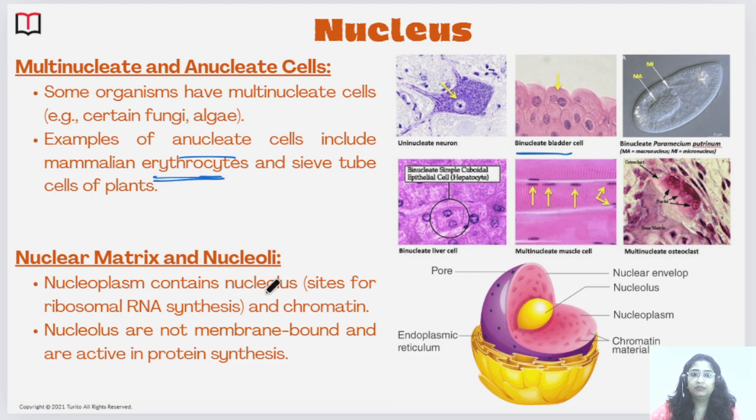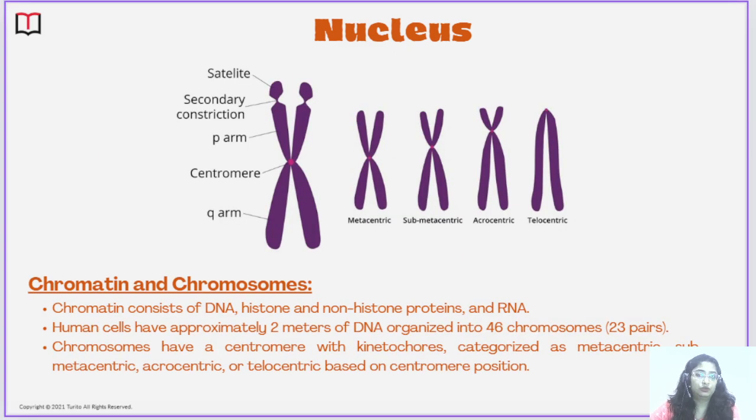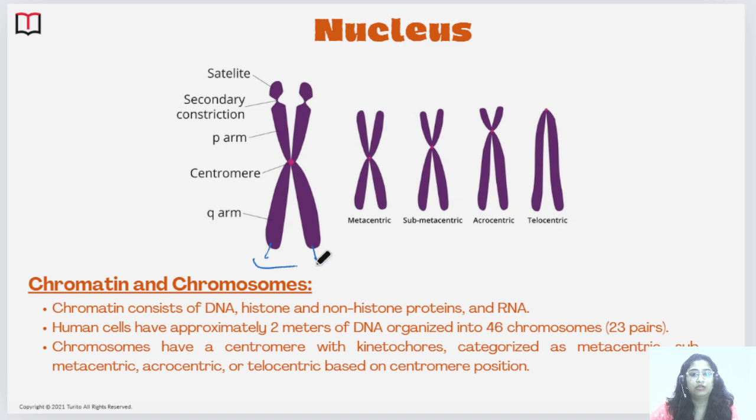Now, the nucleoplasm contains the nucleolus here, and nucleolus is synthesizing the rRNA basically. So they are synthesizing the ribosomes. Now, there are different types of chromosomes. See, this is the structure of the chromosome. First of all, it has two arms, P arm and Q arm. This is the chromosome having two chromatids. So this is one chromatid, this is one chromatid. Both together are called sister chromatids. So chromosomes having two chromatids.